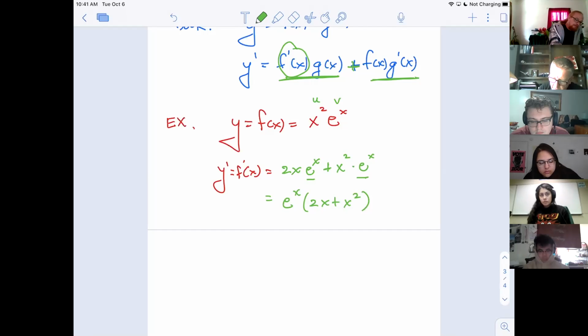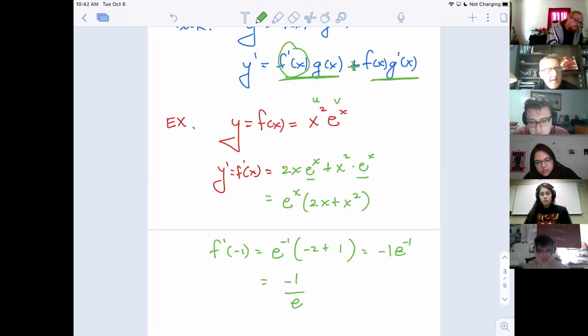And maybe that'll save me a little time when I go to figure out what f prime of -1 is. So that'd be e to the -1. 2 times -1 would be -2. -1 squared would be +1. And so that's kind of interesting. I just get -1 times e to the -1, or better written as -1 over e. That's the nicest looking answer. Do you agree with that?